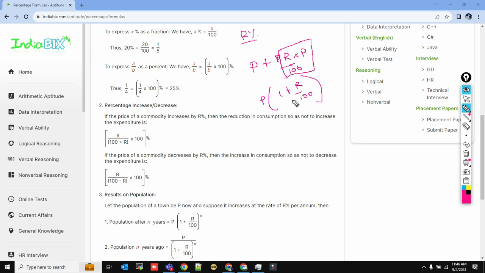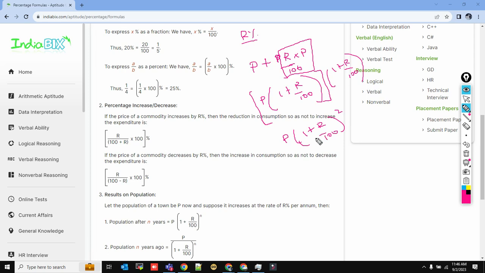For the second year, so for 1 year, the new principal will be principal into 1 plus r by 100. For the second year, this will be the principal, and for the previous year, what you did, principal into 1 plus r by 100. So principal into 1 plus r by 100 will be the new principal for the second year, right? Which is nothing but p into 1 plus r by 100, the whole square. So after 2 years, this is the new principal.